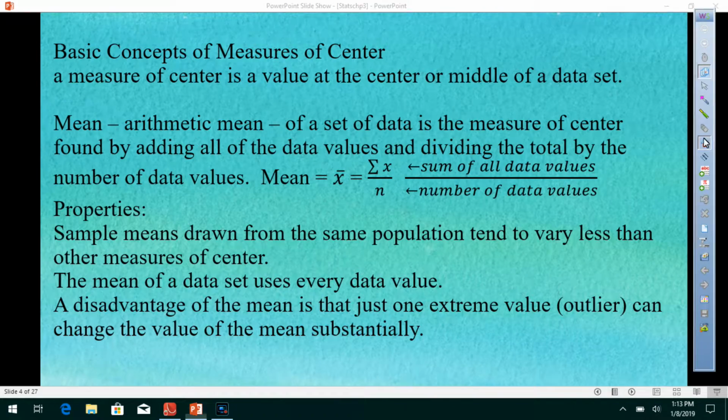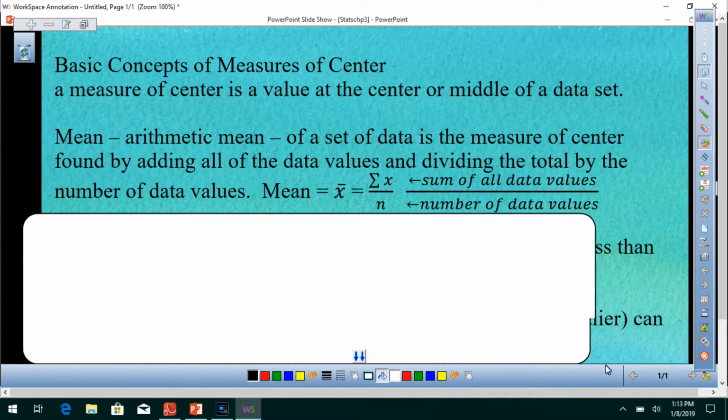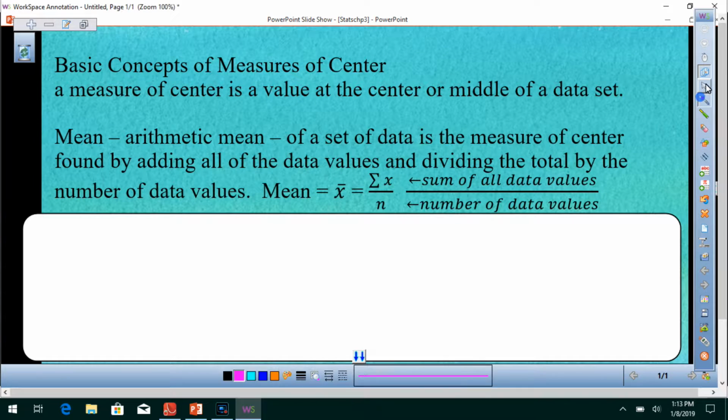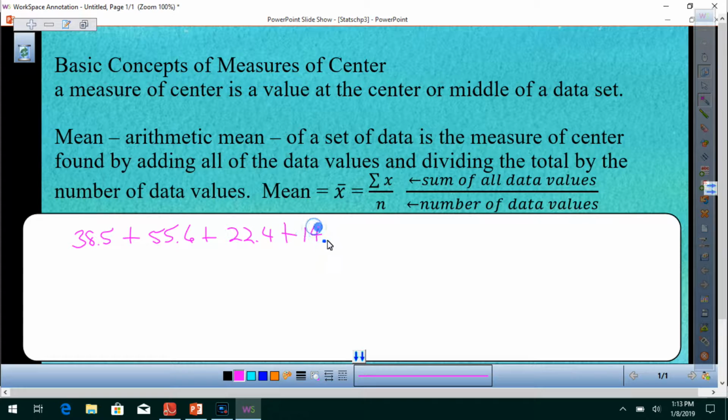Let's calculate a mean. If we had some data here, from that airport data speeds, we had 38.5 plus 55.6 plus 22.4 plus 14.1 plus 23.1. And that's the sum of x right there. And for the n, well, we count how many we got: 1, 2, 3, 4, 5. So n is 5. And what does that equal?